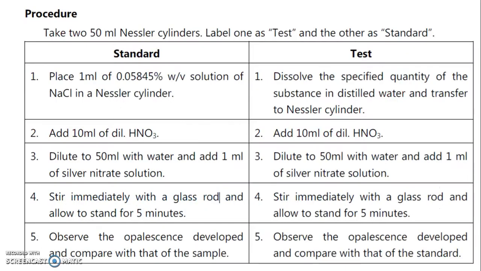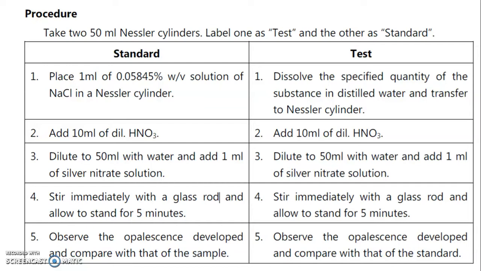For the procedure of this limit test for chloride, very first of all, we have to take a pair of Nessler cylinders and mark them as test and standard, of 15 ml capacity. In the first step, we will take the test sample in the test Nessler cylinder. For this, we dissolve the specified quantity of substance in distilled water and transfer it to the Nessler cylinder marked as test. Similarly, we transfer 1 ml of 0.0584% weight by volume solution of standard sodium chloride into the Nessler cylinder marked as standard.